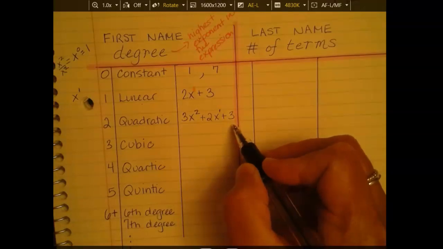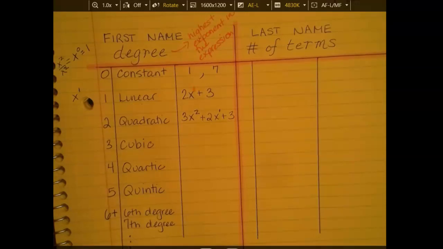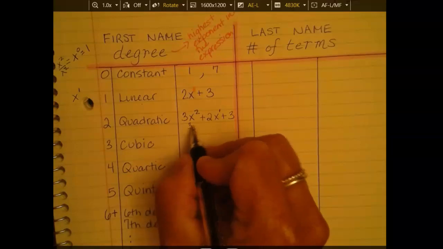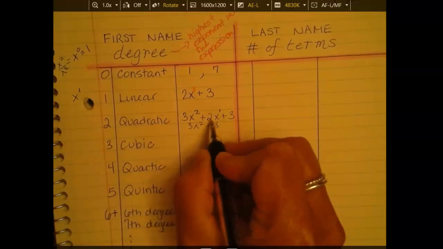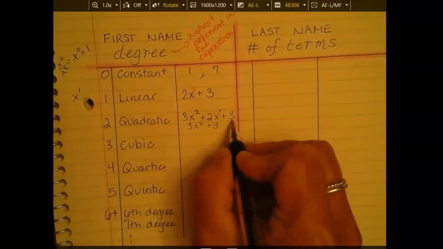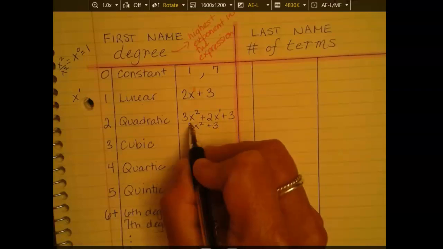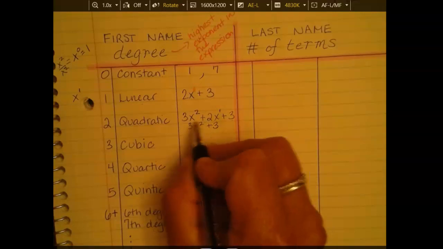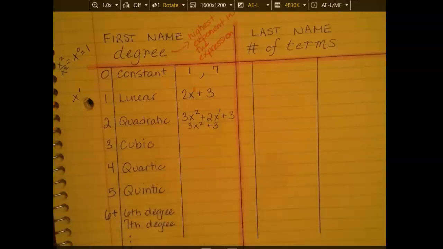So every polynomial with a degree can have terms that come after it that are lesser degrees, but it doesn't have to. A quadratic equation could be 3x squared plus 3. So it doesn't have to have this middle one, it can just have these two. Or it could just have 3x squared plus 2x, that's also quadratic. It can have any combination of the terms that are lower than it. Does that make sense?